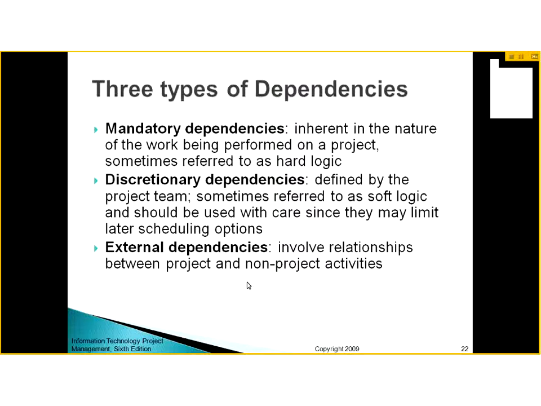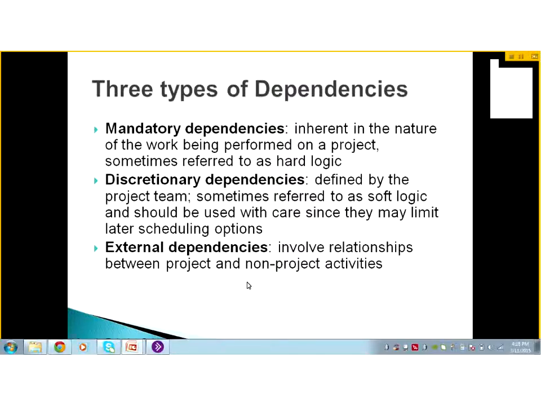Mandatory dependencies are the ones which are inherent in the nature of work. So you cannot avoid them. Like activity 1 has to be completed to start activity 2. These are also called hard logic. The discretionary dependencies are defined by the project team, sometimes referred to as soft logic. For example, the team member will say that we can start this before starting that activity, so we should start this, it will be better for us. Although there is no hard logic for it, they prefer to create these dependencies, which are called discretionary dependencies.